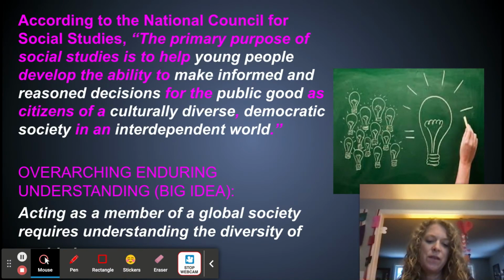And we spend our seventh grade year learning about different regions of the world and trying to understand the experiences and worldview of the people in those regions.